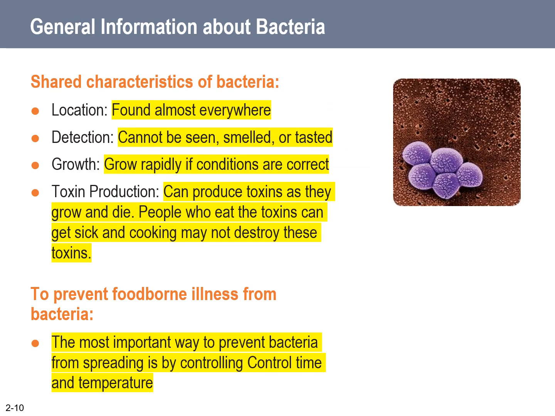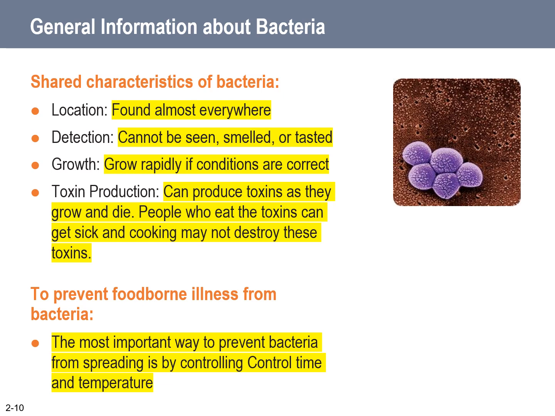All right, so general information about bacteria, the location. They are found almost everywhere. Detection, they cannot be seen, smelled, or tasted. They can only be seen with a microscope. The growth, they grow rapidly in conditions that are correct, which we'll talk about in a few moments. Toxin production, they can produce toxins as they grow and die, and people who eat the toxins will get sick, and then cooking cannot destroy them.